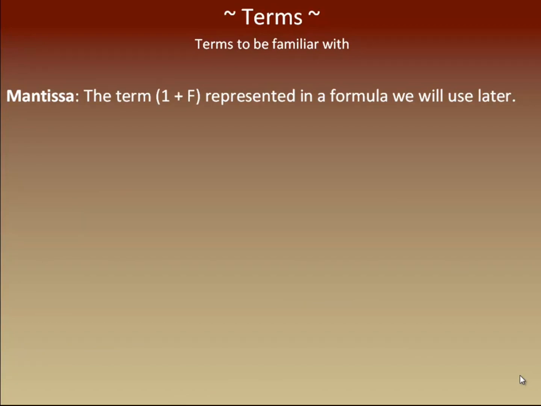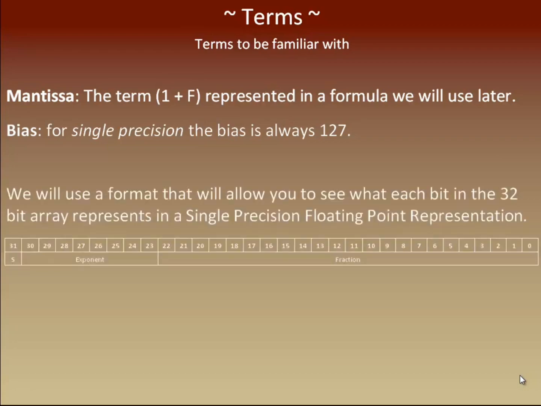The next term to be familiar with is bias. For single precision, the bias is always 127. There is a format to be familiar with as well. The format of a 32-bit single precision floating point representation is broken down like this. You can see position 31 is the sign, positions 30 through 23 is the exponent, and positions 22 through 0 is the fraction. This format shows the three variables we'll be working with. The rest of this video will discuss how we will arrive at the value for each of these variables.